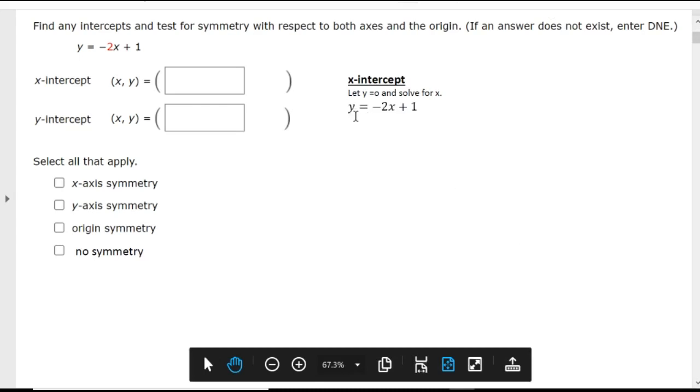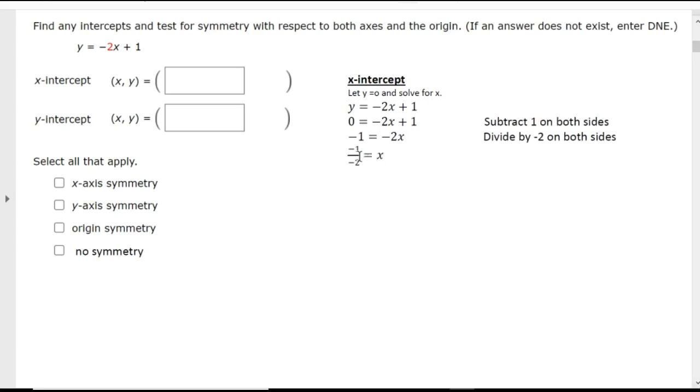So here we have our equation, y equals negative 2x plus 1. We let y equal 0, and so we get 0 equals negative 2x plus 1. Solve for x. We're going to subtract 1 on both sides, and we get negative 1 equals negative 2x. Divide by negative 2 on both sides.